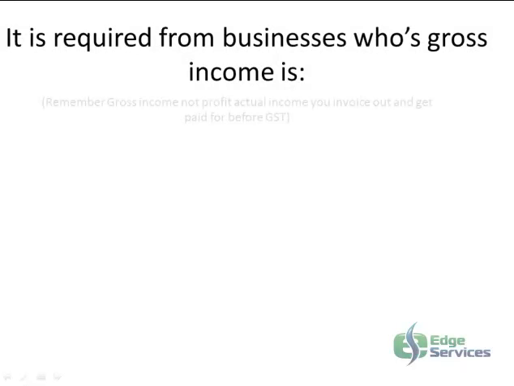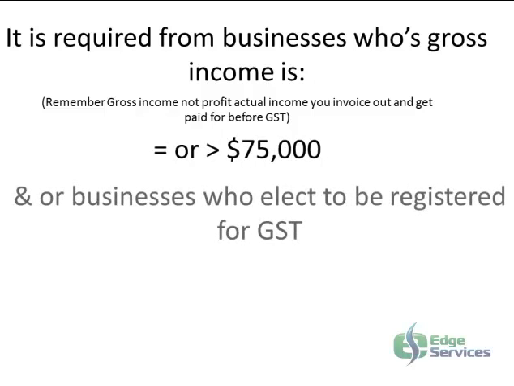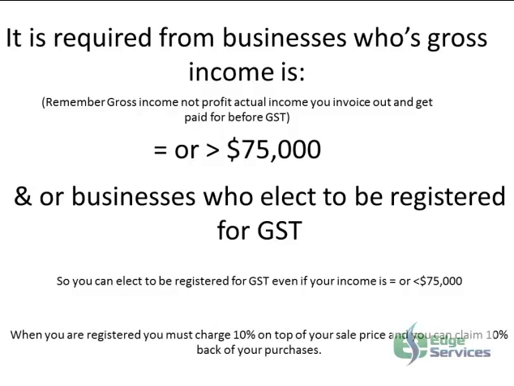It is required from businesses whose gross income is, remember, gross income, not profit, the actual income you invoice out and get paid for before GST, equal to or greater than $75,000, and/or businesses who elect to be registered for GST. So you can elect to be registered for GST even if your income is equal to or less than $75,000. When you are registered, you must charge 10% on top of your sale price, and you can claim 10% back on your purchases.